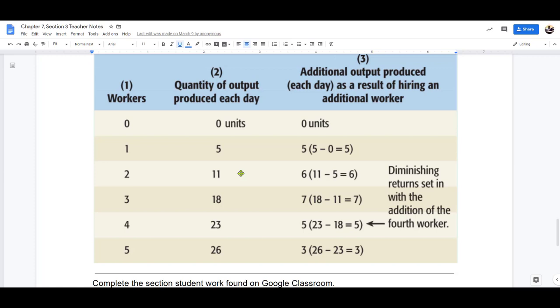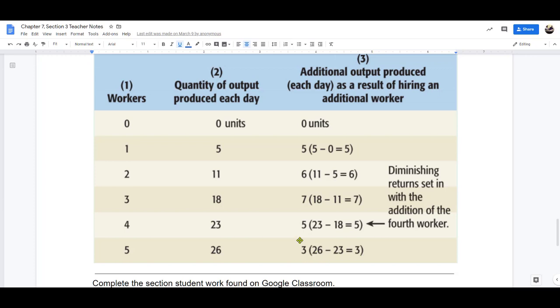If you add a third employee, you've got 18, so you've got 18 minus 11. What I mean by that is you're going to take the amount right here, subtract it from this amount, and that's how you get 7. So when you add a fourth worker, you've got 23 units, so 23 subtract 18, that's 5. Notice this has gone down, this is a problem. You add a fifth worker, you've got 26 units, you take 26 minus 23 equals 3.